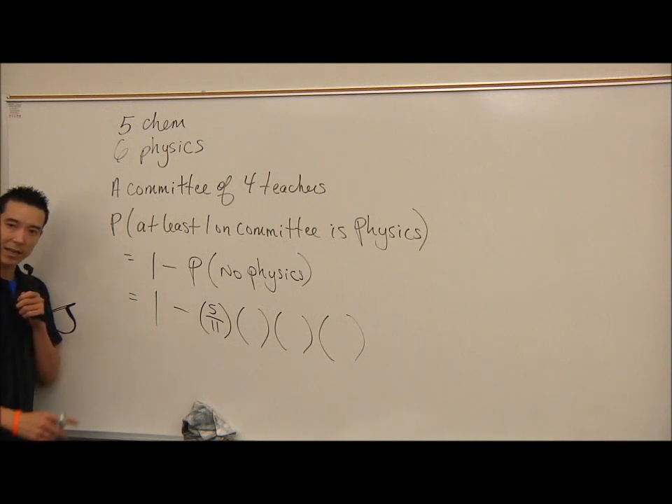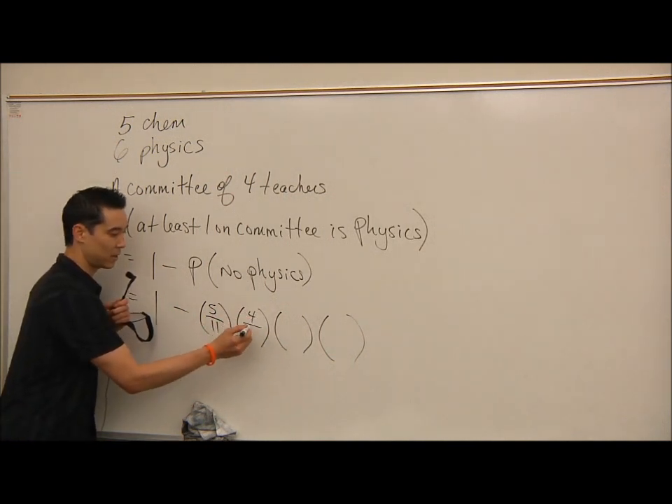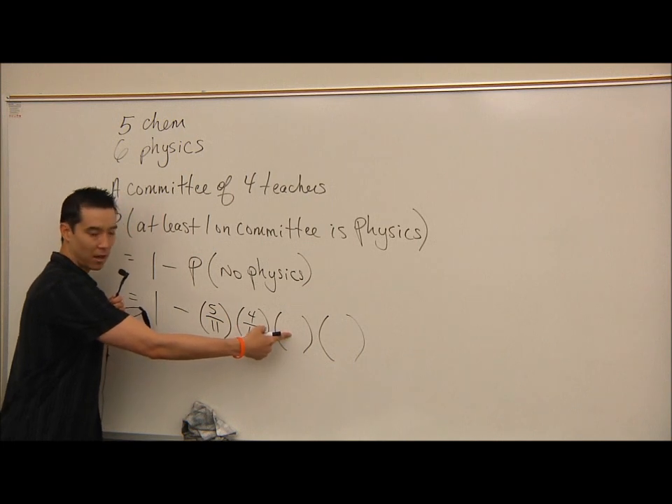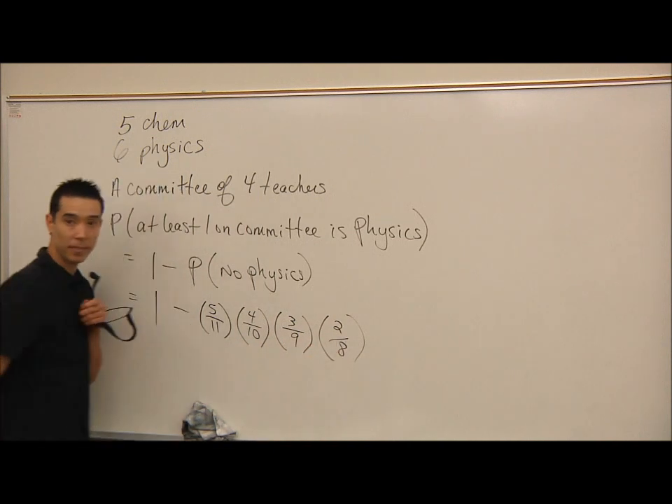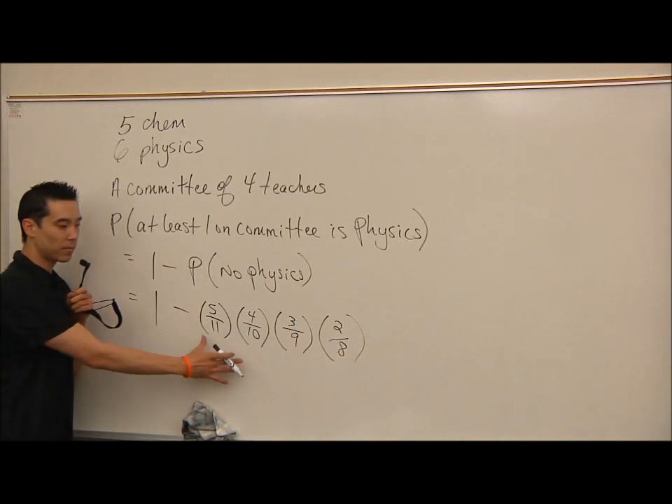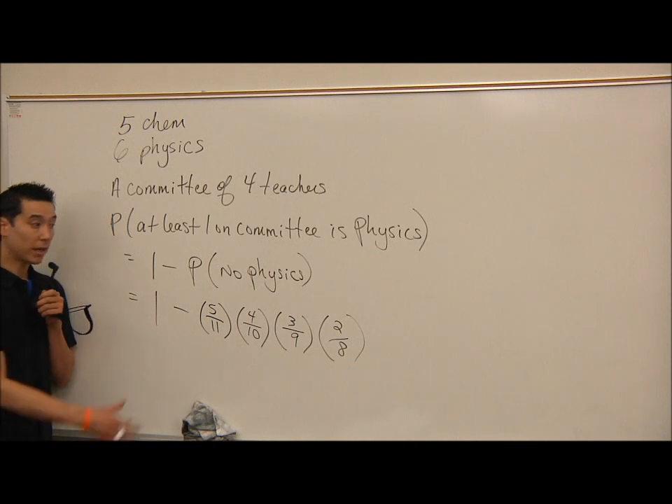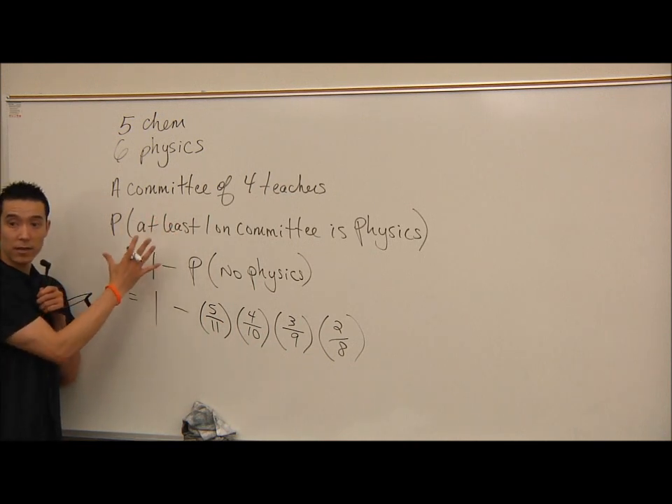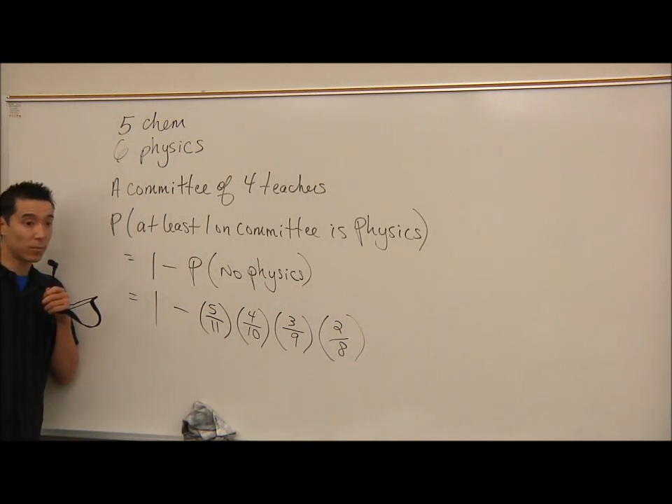What's the probability that the second teacher is not physics, given that the first teacher is not physics? 4 out of 10. What's the probability the third teacher is not physics? 3 out of 9, and 2 out of 8. So how come in this problem the denominator changed and in the other problem it didn't? You're not putting the teacher back. We have the sample space in front of us. We know there's 11 teachers, and we know we're taking one away each time. Whereas when you give me 54% for all automobile accidents in the whole world, that number's so large we can just use the independent rule for that.